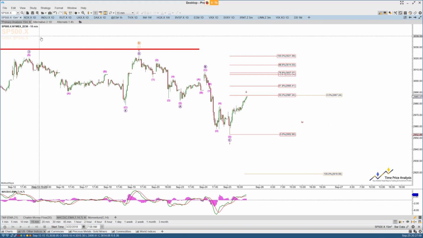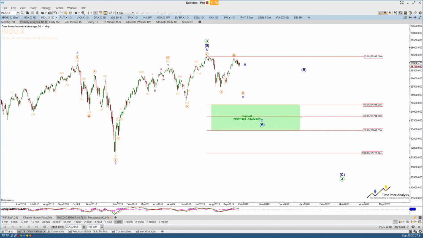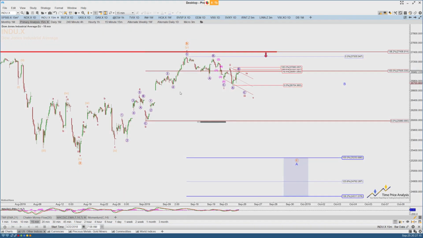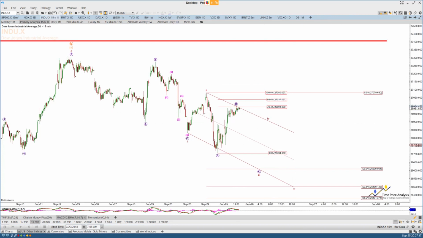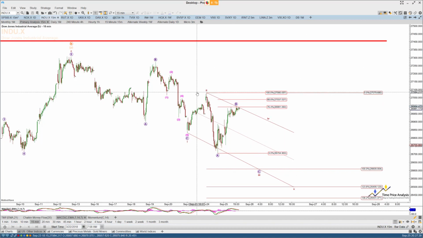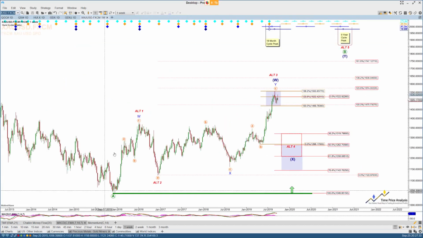I've got the same in the other indices, with the exception, if I just show you the Dow Jones here. The Dow is in a slightly different pattern. So I've got this A, B, 1, 2, A, B. I'm looking for a C of 3, 4, 5. So nasty is the top and bottom of it. But I'm looking for the Dow Jones to remain below 27,080 from here on in.